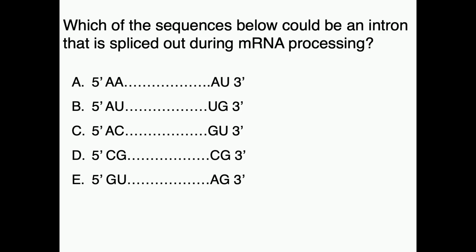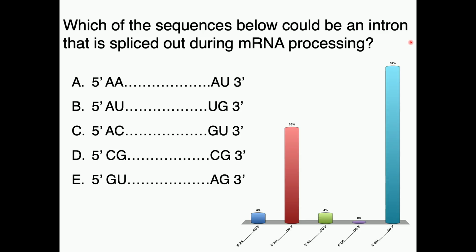Is this something that Dr. Cormier talked about early in your career as med students? Okay, oh, pretty good. So a majority of you picked the GU on the 5' end and the AG on the 3' end. Great job. Okay, so we'll circle back to that.